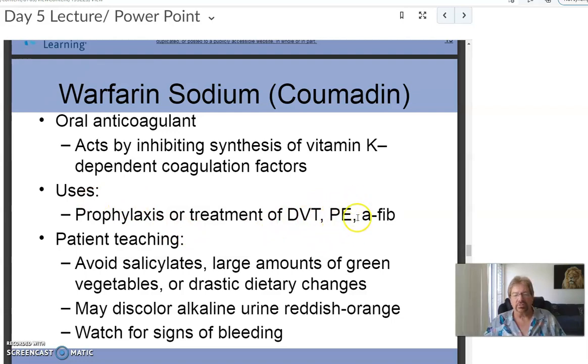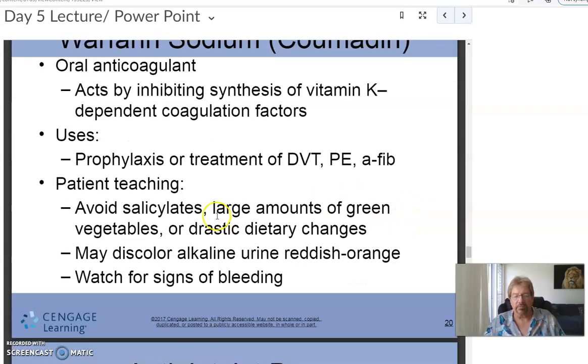Pulmonary embolism, guys. A deep vein thrombosis means you've got blood clots in the veins of the legs. Pulmonary embolism means a blood clot or something else has broken off and gone through the heart into the lung and clogged there, and that can be very serious and fatal. AFib means the heart's beating irregularly.